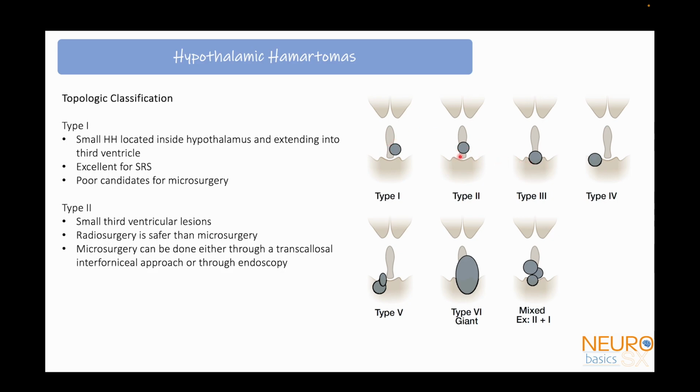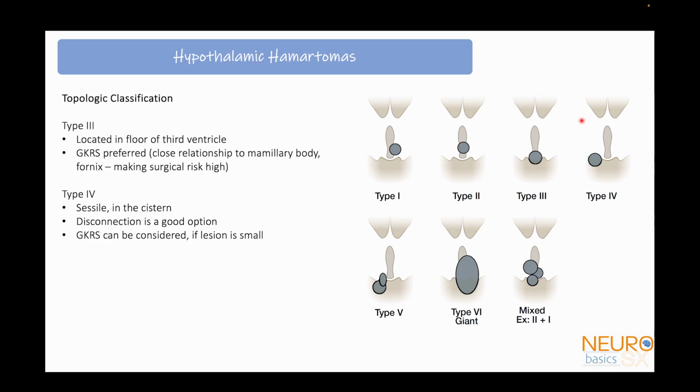Type 2 are small lesions within the ventricle. Again, even though it is easier to do microsurgery, radiosurgery is still a safer option and preferred. Microsurgery can be done through a transventricular approach, either microsurgery or endoscopic surgery. Type 3s are located in the floor of the third ventricle. Again, because they're close to the mammillary bodies and fornix, radiosurgery is preferred here. Type 4 is here located in the cistern outside the third ventricle. So here, it is actually easy to go ahead, do a pterional craniotomy and just disconnect it there.